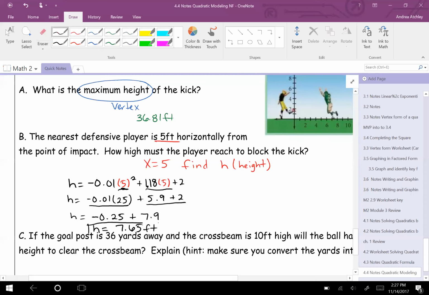So if I'm a football player, can I theoretically reach up to about 7.65 feet? Probably. Maybe I can't, but most football players could. Okay. Any questions? Okay, the next one.